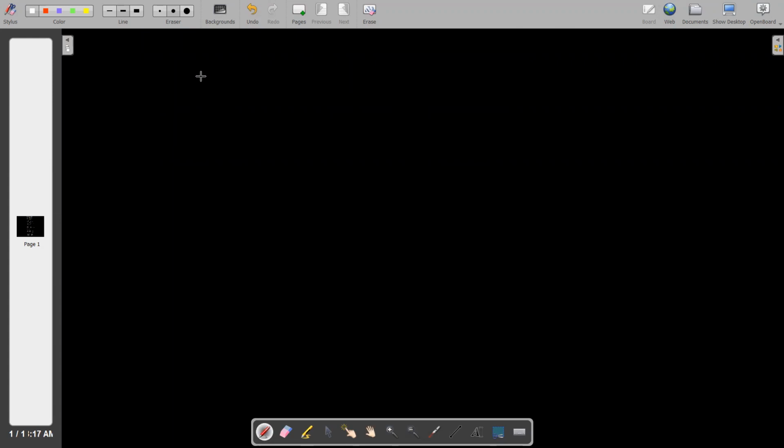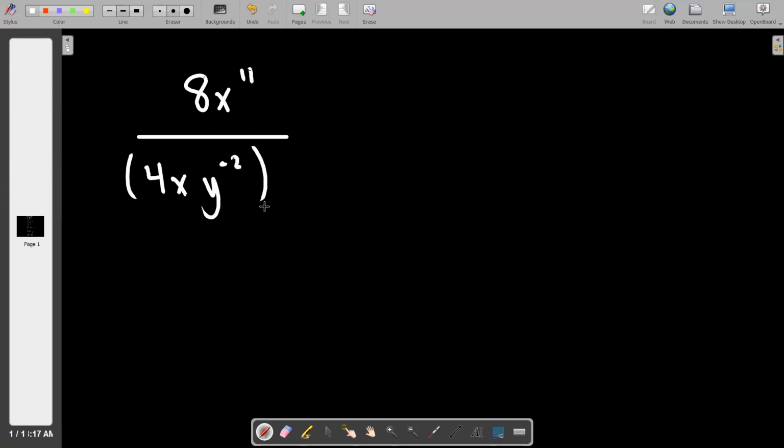So next one. 8x to the power of 11 all over the quantity. Oh my God, I did it again. What a dork. The quantity of 4x y to the -2nd all to the power of 3. What do we do? Get rid of those parentheses, right? And there are 3 recipients because they're all in parentheses.